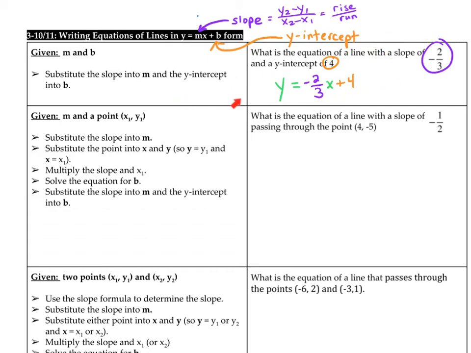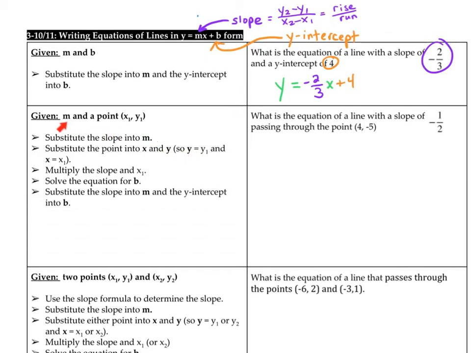So that is the most basic type of question you'll get, is what do you do if you are given the slope and given the y-intercept? There are other questions where you are not given the slope and you are not given the y-intercept. So for instance, you might be given a graph. You can take a look at the graph to find where the graph crosses the y-axis, and that would be your y-intercept. And then you can make a right triangle and calculate the slope by using the rise over the run.